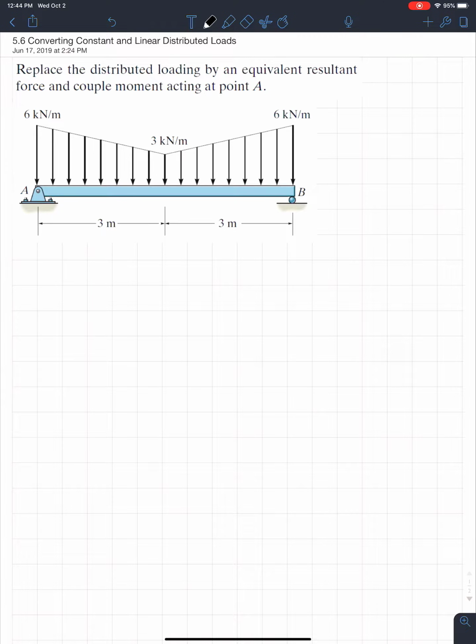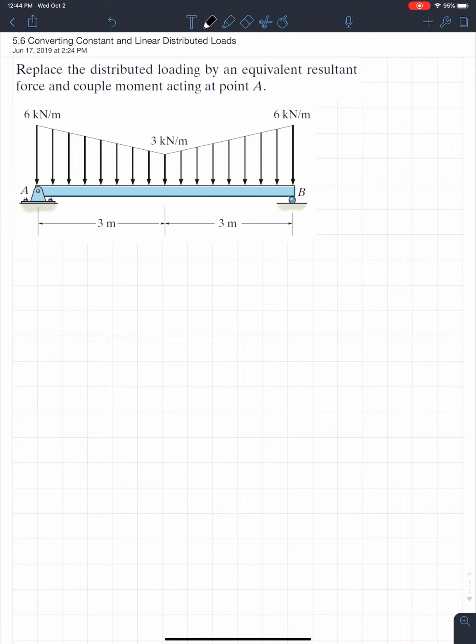And in this class, you'll usually see two cases, a rectangular and a triangular distributed load. And what we're going to do is we're going to learn how to convert those loads into single forces, because that'll allow us to solve for things such as moments and just resultant forces in general.